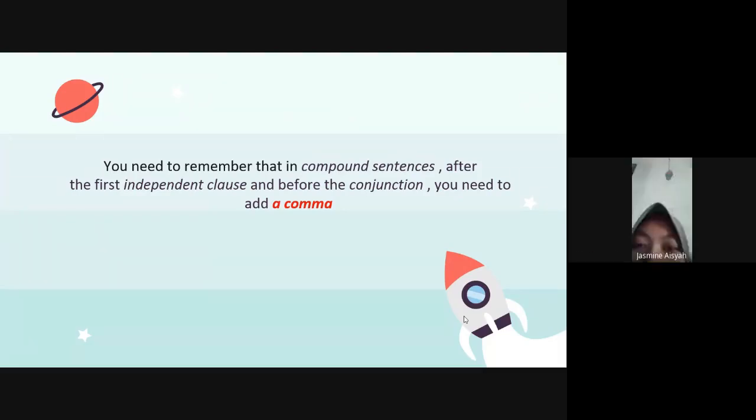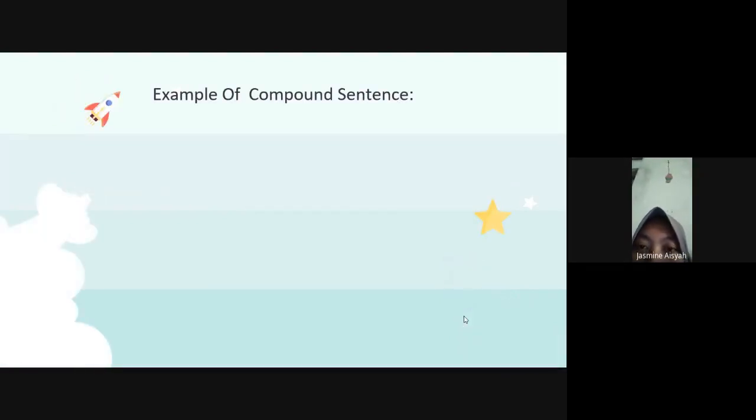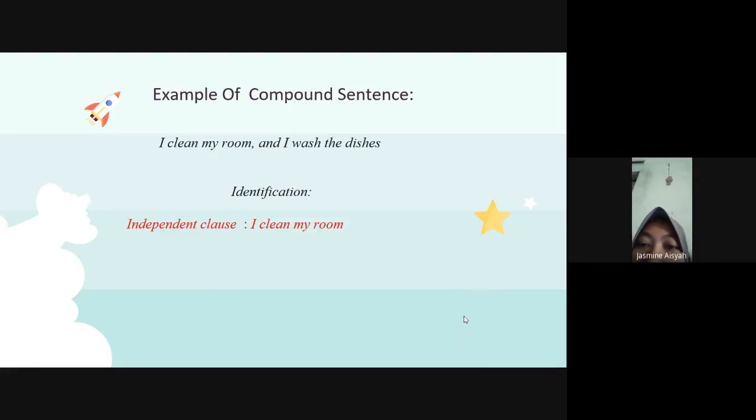Thank you. You need to remember that in compound sentences, after the first independent clause and before the conjunction, you need to add a comma. An example of a compound sentence: I clean my room and I wash the dishes. And the identification is I clean my room as the first independent clause, I wash the dishes as the second independent clause, and "and" as the conjunction.